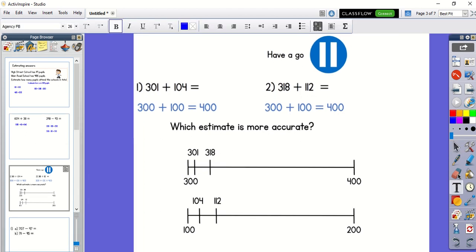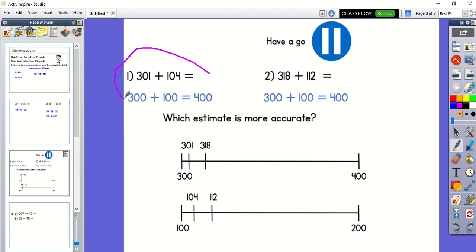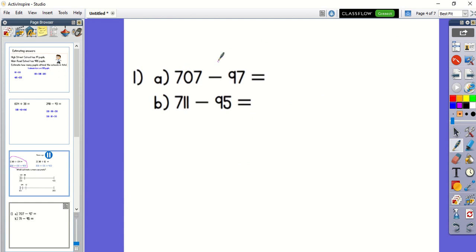So which do you think is more accurate? Number 1 or number 2? Hopefully, you will think number 1 is more accurate. Why? Because I've had to change 301 and 104 less than I did to number 2. With 301, I only took 1 off to get 300, whereas with 318, I had to get rid of 18. With 104, I only had to get rid of 4, but with 112, I had to get rid of 12. So this estimate is more accurate. It's a better guess. See if you can change these two into estimates and then tell me which is more accurate.